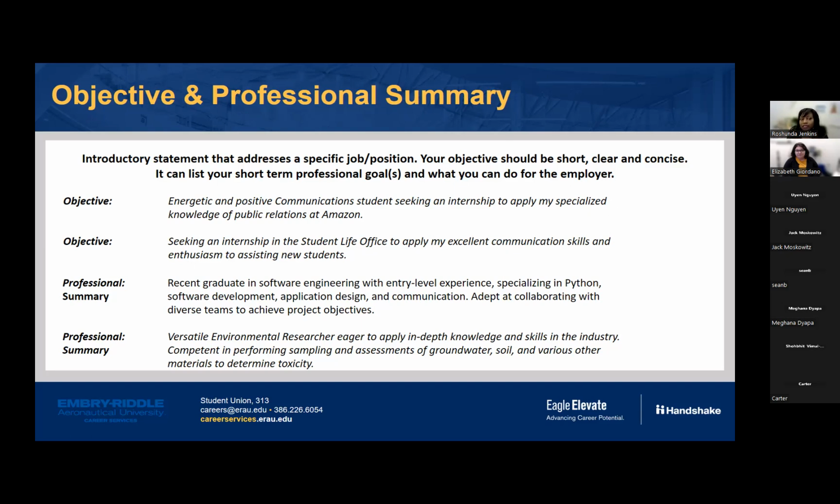We just gave you all a few examples here of how you can include a clear objective. Even the one that's not listed here, just start it out as: to obtain a position as, and list the position with XYZ employer. It can be that simple, just to state that you're being intentional with your resume for a specific position. I'll read one of these. Objective: energetic and positive communication student seeking an internship to apply my specialized knowledge of public relations at Amazon. That's very short and to the point. You know what they're seeking, and they even threw in a couple of those skills that they obtained that they can apply to the workplace.